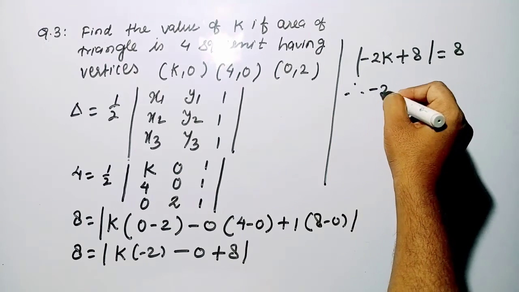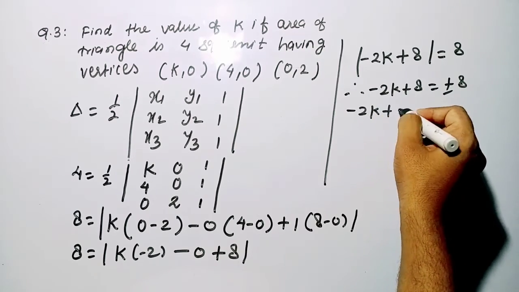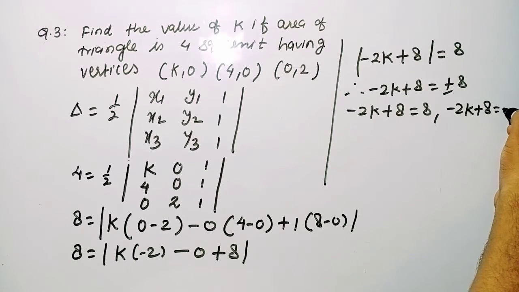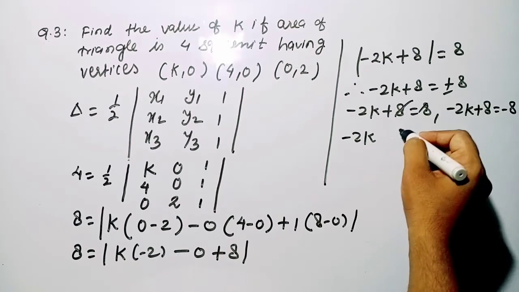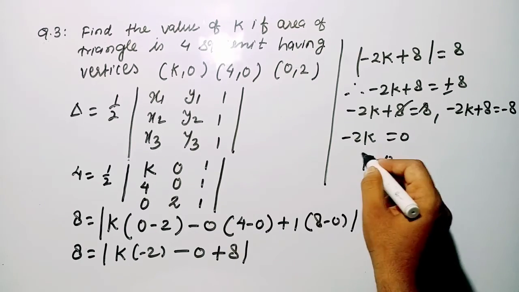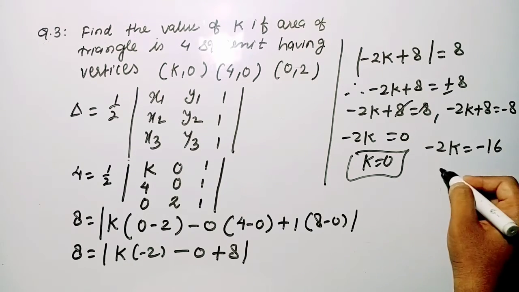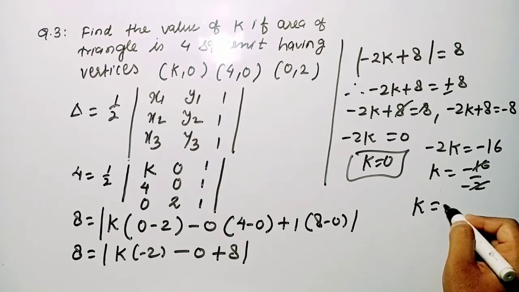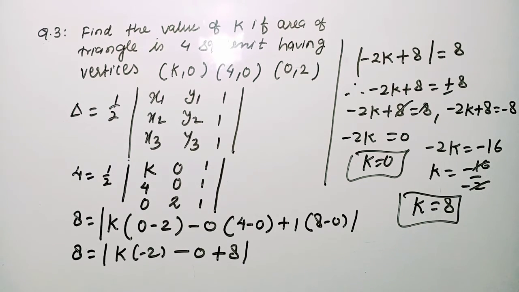So removing the modulus we will get minus 2k plus 8 is equal to plus minus 8. Okay, so minus 2k plus 8 is equal to 8 and minus 2k plus 8 is equal to minus 8. Okay students, so minus 2k is equal to 8 minus 8, so 0, so k is equal to 0. And here minus 2k is equal to minus 8 minus 8, minus 16, so k is equal to minus 16 by minus 2, so the value of k is 8. Okay students, in this way you can find the unknown value k if the area of the triangle and vertices are given.